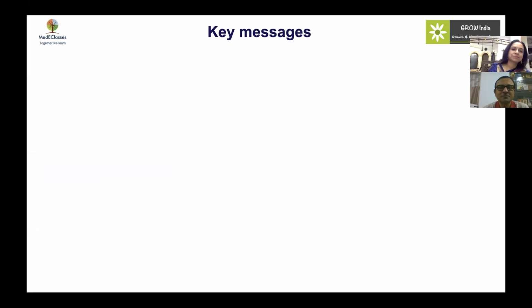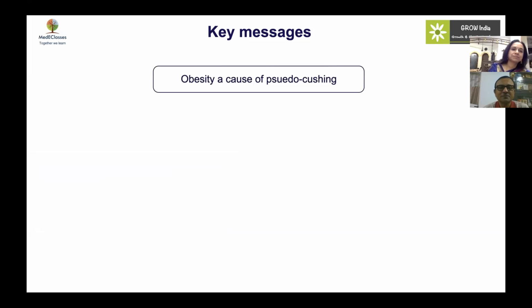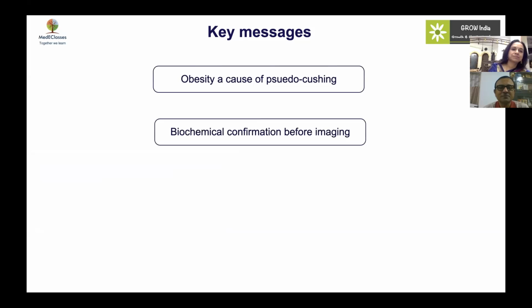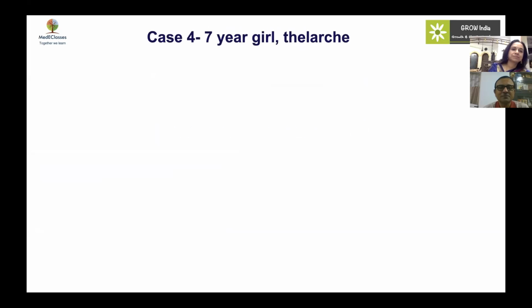It causes more confusion. So obesity can cause pseudo-Cushing's like disease. Biochemical confirmation is essential because otherwise 7% of children will have an incidentaloma and you will get confused in that perspective. And this is a big point to remember. So unnecessary endocrine investigations that Dr. Vaman was saying are not recommended in the setting of obesity.